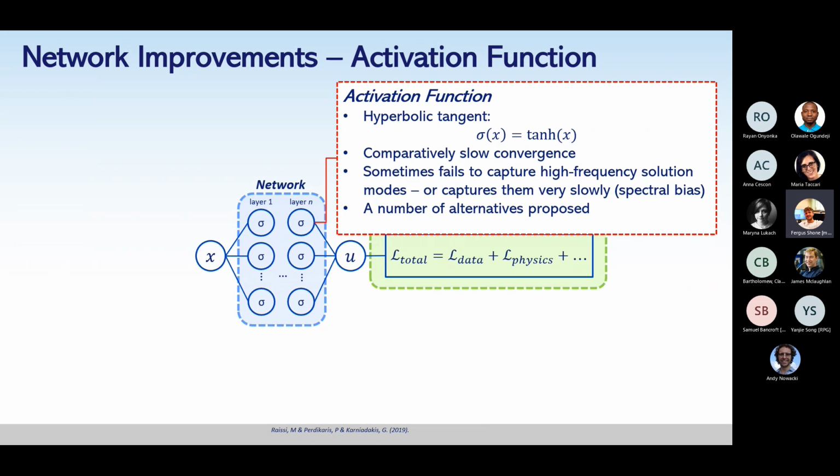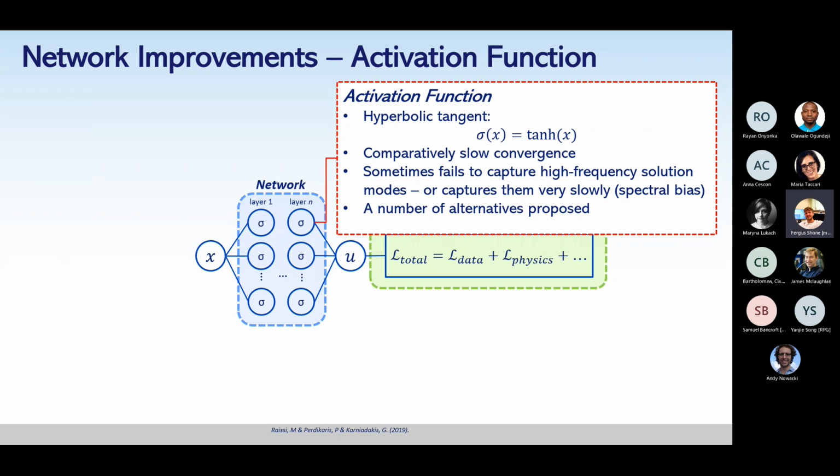So secondly, the activation function. In the original paper, they use a fixed hyperbolic tangent, which is fine again for simple problems. And actually, you will get decent results with more complex problems as well, I've found. But compared to some of the competitors that have come out since, it offers quite slow convergence, and particularly struggles to capture the high frequency solution modes.